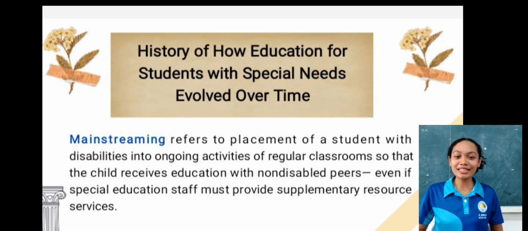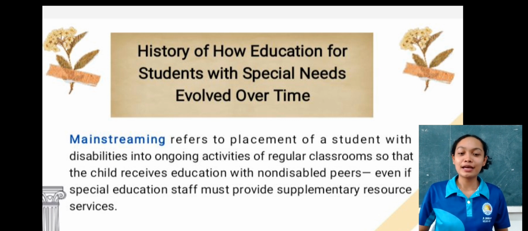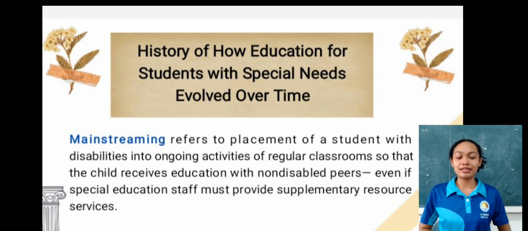Then, we have mainstreaming. This means placing students with disabilities in general education classrooms for part of the day while receiving specialized support as needed. Mainstreaming in special education began in the 1970s with the Education for All Handicapped Children Act in the year 1975 and still continues today, placing students with disabilities in general classrooms.